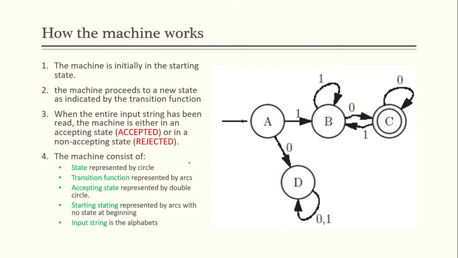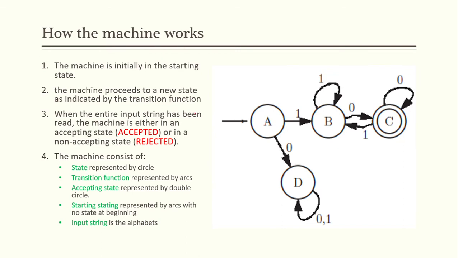So these are examples of finite state machines. Here is the figure with the states and the transition function. This is an example of a finite state machine. So this machine is initially in the starting state.